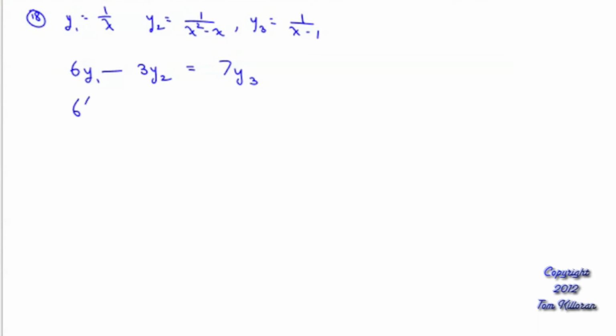So it's 6 times 1 over x minus 3 times 1 over, what should I do with that x squared minus x? Factor. How do I factor it? Take the x out. Pull the x out. I had the other class, they said x minus 1, x plus 1. I'm like, what? Kick out the x, what's left behind? x minus 1. All right, is equal to 7 times y3, which is 1 over x minus 1.